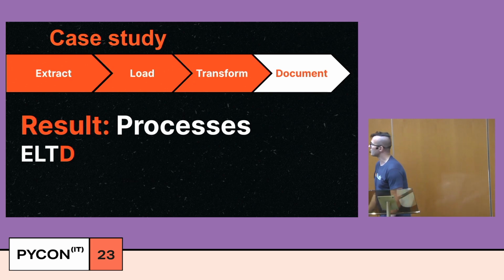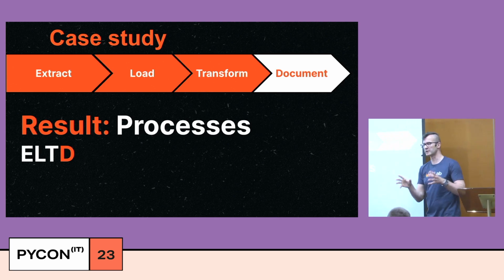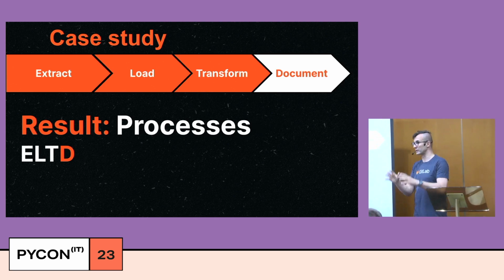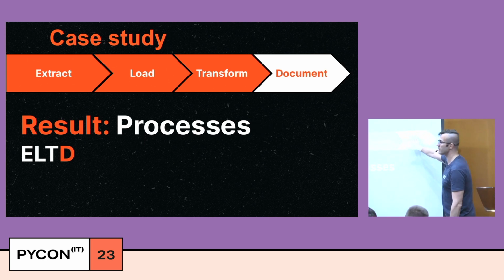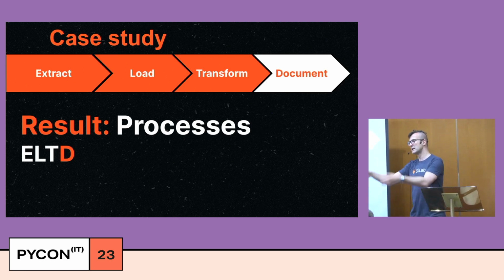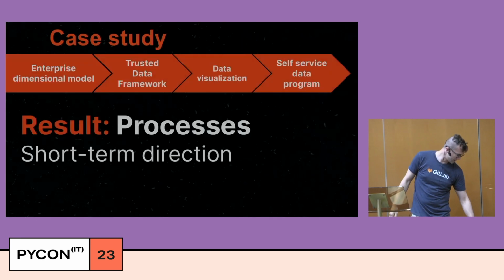ELTD, we already talked about that. ELT, ETL, whatever, we have D for documentation. Single source of truth. Put everything in one source. We call it the handbook, you can call it what you want, but you should have this. Otherwise, it's fairly hard to find. This should be searchable, and everything that drives your business should be there, including the whole data platform.